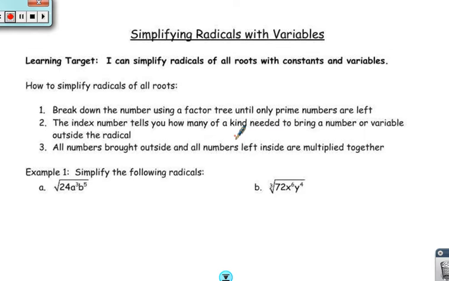The index number, or the number right here on your radical, tells you how many of a kind you need in a group. So if it's a square root, you don't see the little 2 there. If it's a cube root, you need groups of 3s. If it's a fourth root, you need things in groups of 4. And remember, any groups get to go outside of the radical, and everything else has to be left inside. Everything that comes out gets multiplied together. Everything that stays in gets multiplied together.